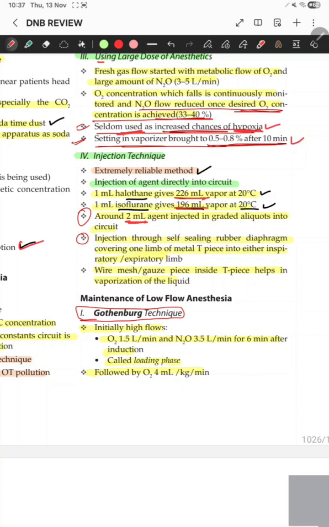Injection is through a self-sealing rubber diaphragm covering one limb of a metal T-piece into either the inspiratory or expiratory limb, and a wire mesh or gauze piece inside the T-piece helps in vaporization of the agent.